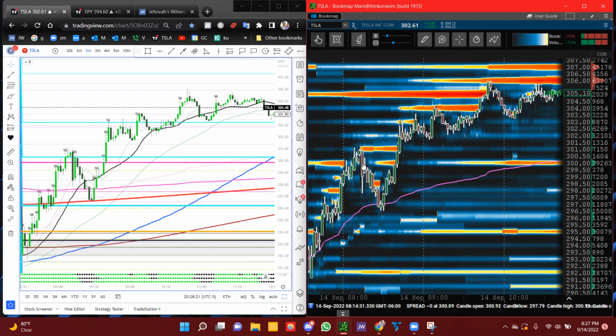Usually about 50% of the move. And sure enough, they did. They pushed it back up to 300, and then from there they end up dumping it all the way down to 296, right around 296, and then they start recovering from there. Once they push back up, they push through 301, they get support on it.